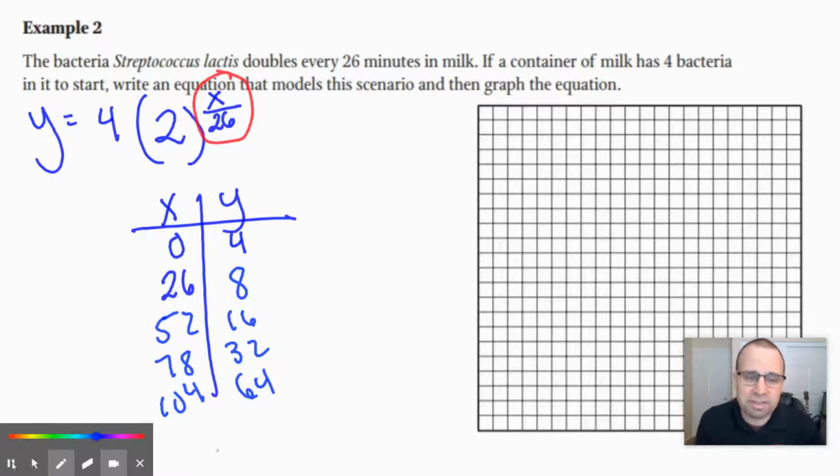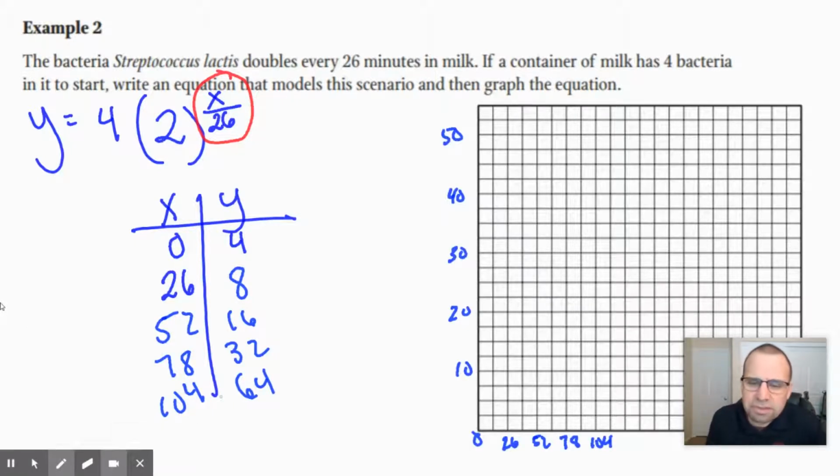And here's the rest of the table. And as you can see, it's getting bigger pretty quickly here. And so what we're going to do is create our graph, and we want to make sure that all of the x's and all of the y's can be graphed. So let's try and fill in some of the axes here.